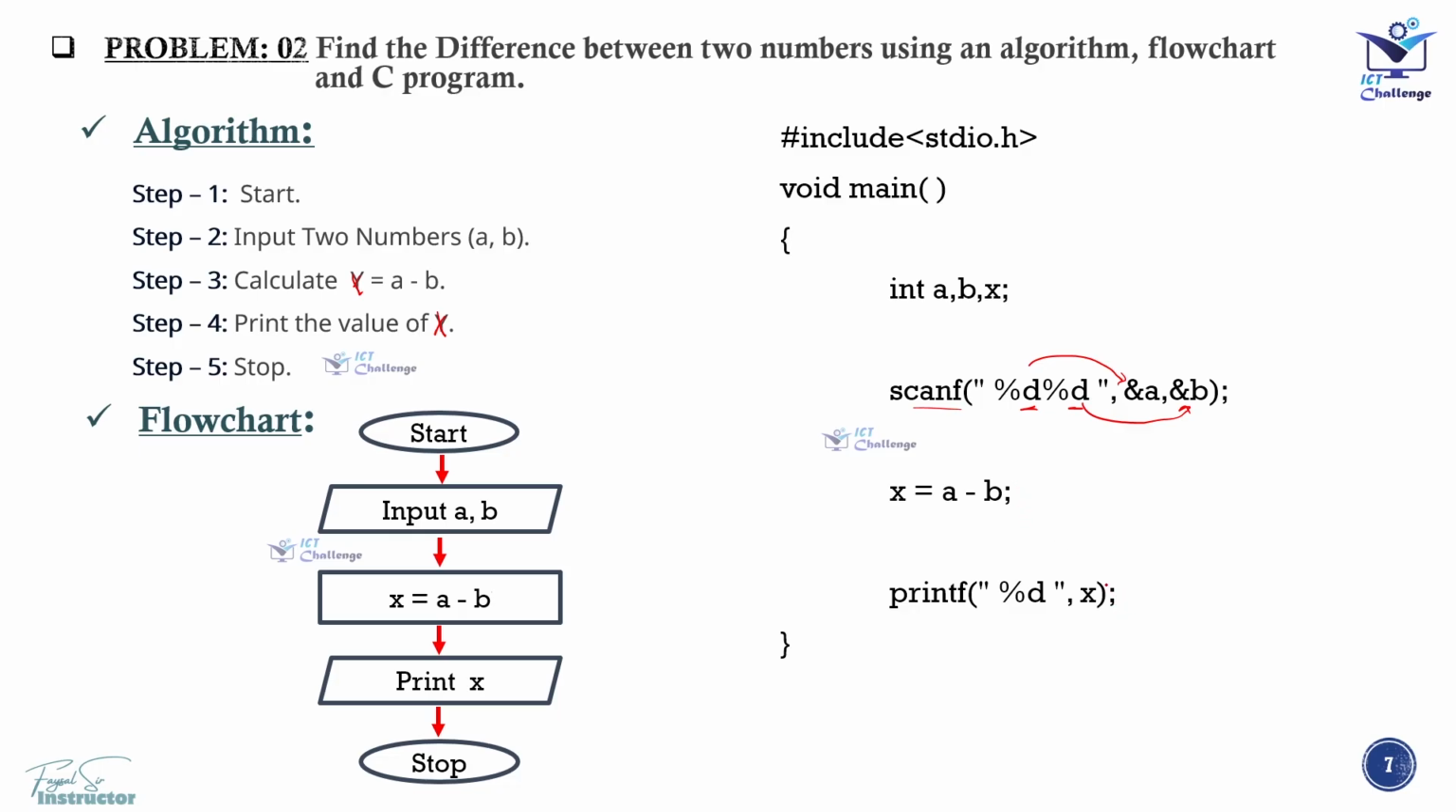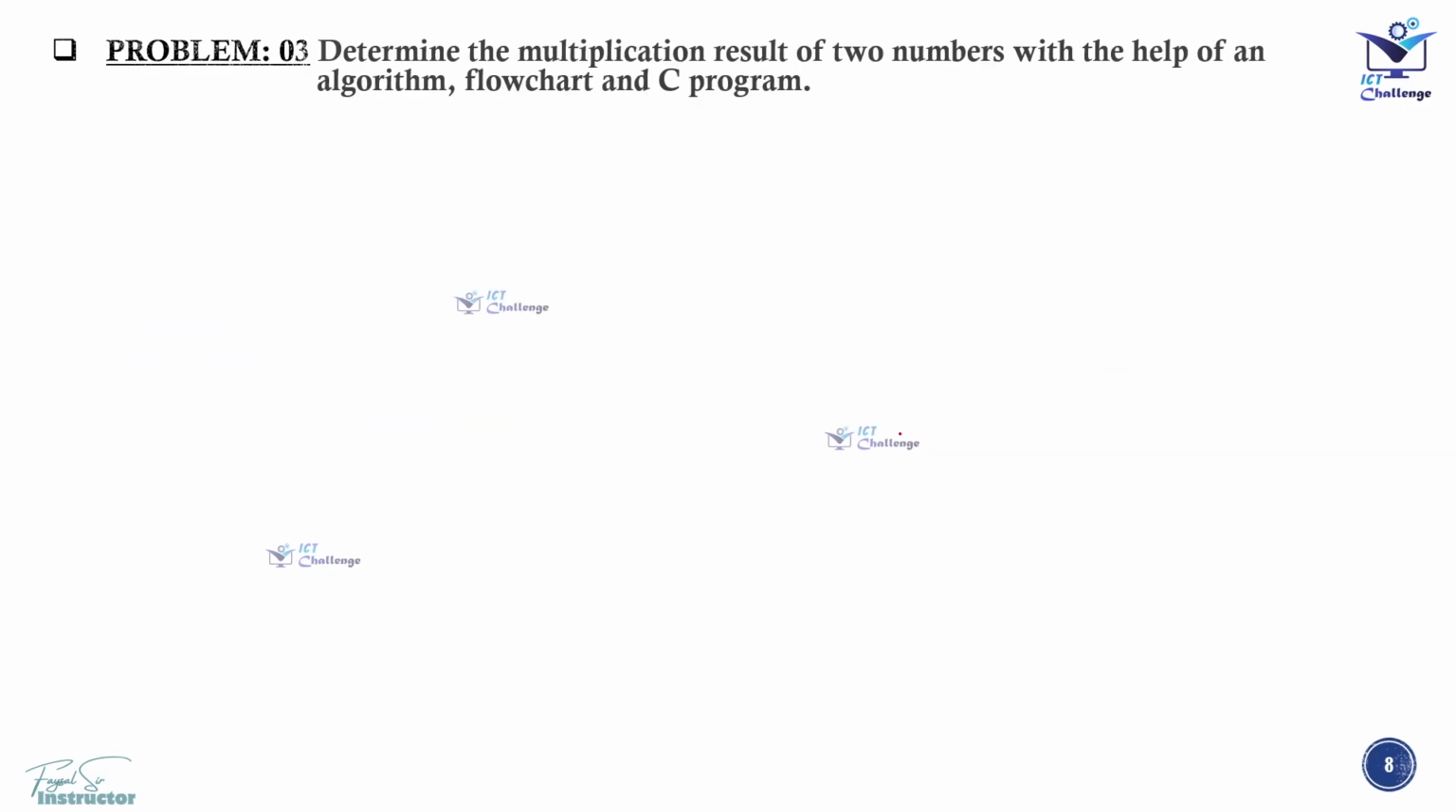But one thing is very important: if you use a small x here, you have to use a small x here also, because the computer is case sensitive in C programming. That's why make sure that you use the same case in every part of your programming. Okay, so now let's talk about problem number 3, which is multiplication.